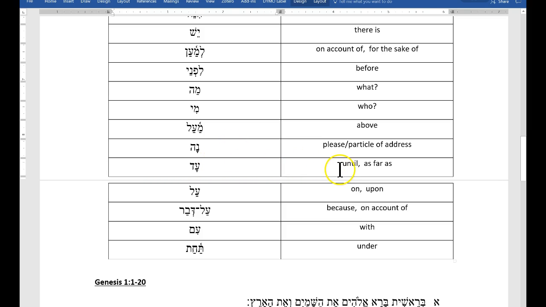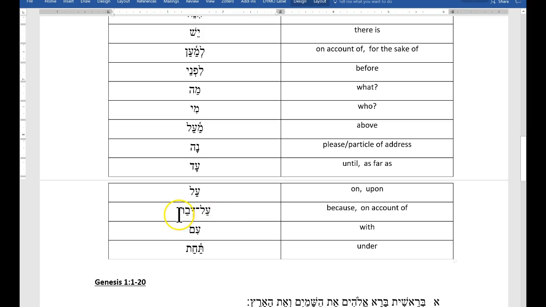Ad is up to, as far as, until. I remember this from the Latin ad. It's my mnemonic device. Al is upon. If you know the Israeli airline El Al, to upon, that may be a way to remember this.